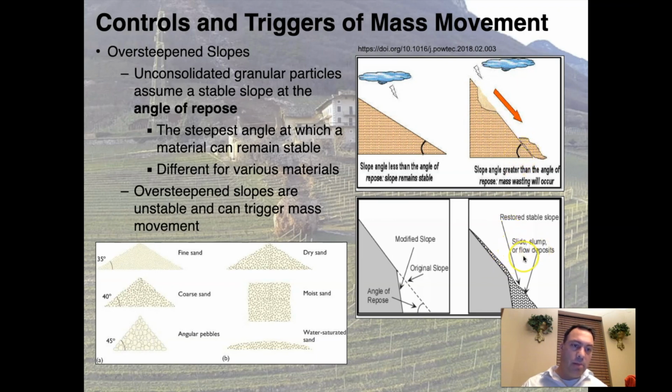Effectively, a slide, slump, or free flow deposits are going to come down. They're going to fill this gap in the angle of repose. They're going to fill it up, and it's going to create rock slides to make this happen. And eventually it will stabilize. So the Earth is constantly self-annealing whenever there's a major violation of this angle of repose. Oversteepened slopes are unstable and can trigger mass movement.